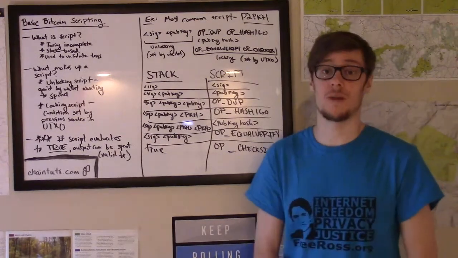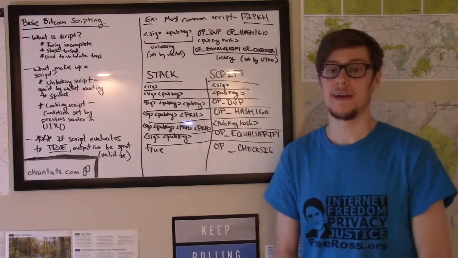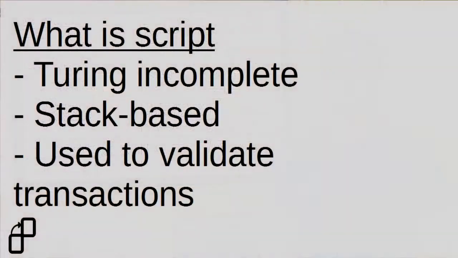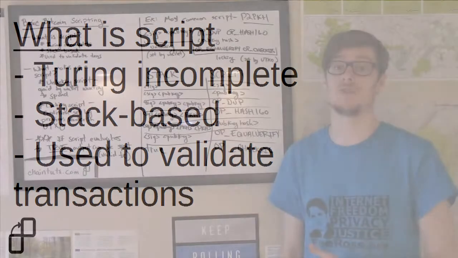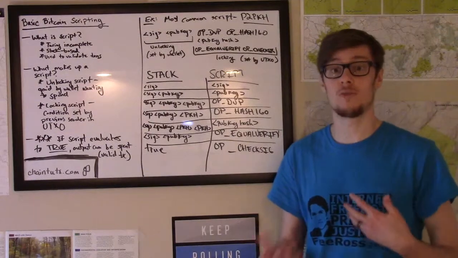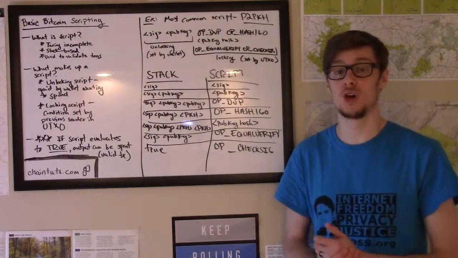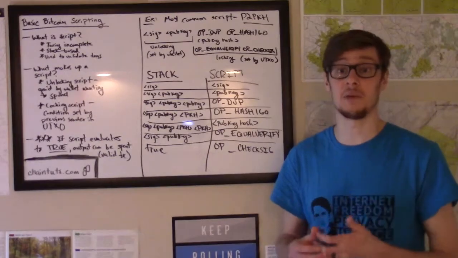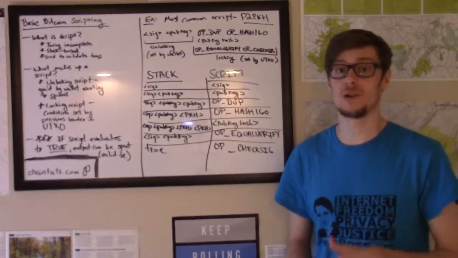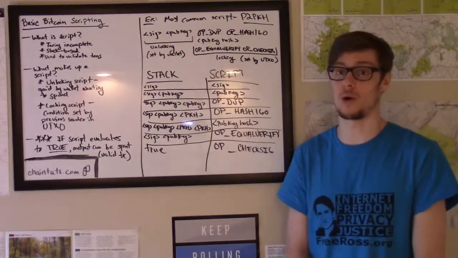So what is script? Well, first of all, script is Turing incomplete. That means that this special language has no facilities for looping or jumping around to other sections of code. Every command in a Bitcoin script is executed in a linear fashion every single time. So if you're familiar with a language like C++ or Python that has for loops, or even something more complex like assembly that has jump commands, Bitcoin scripts don't have this available to them. They always execute in the same order.